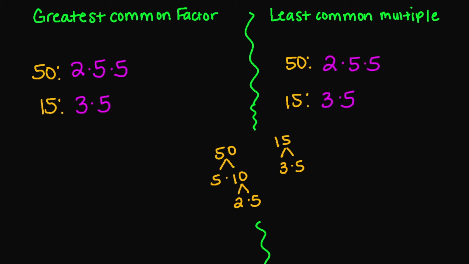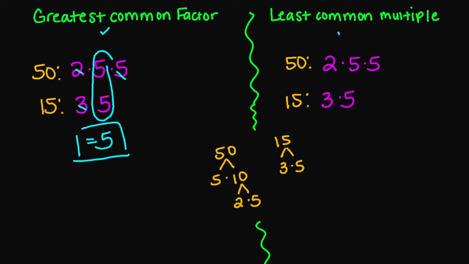Okay, so now let's look for our GCF. The common factor that both numbers share is going to be the number 5. So my GCF here in this example is 5. I do not have any other matches for the other numbers.